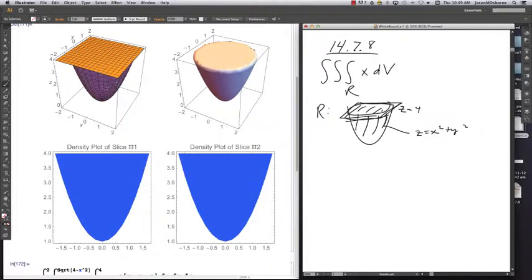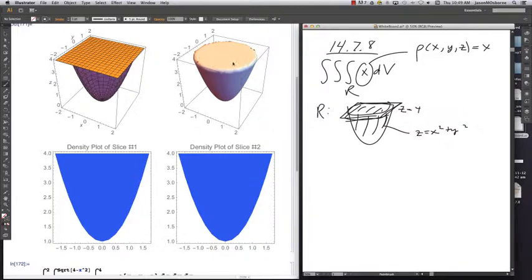You can see that I've plotted the paraboloid and the plane. I've done a 3D region plot of that region, and that's the region here. And what we're also seeing is that we've got a density function, rho of x, y, z, equal to x.